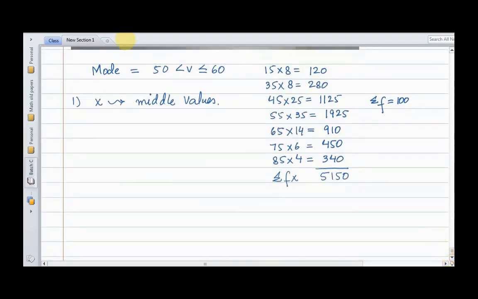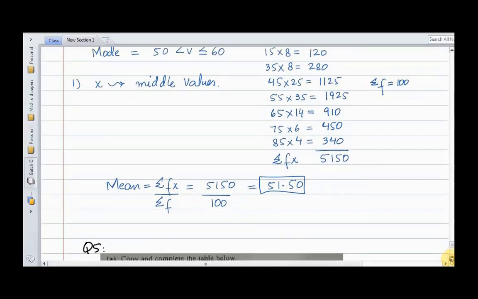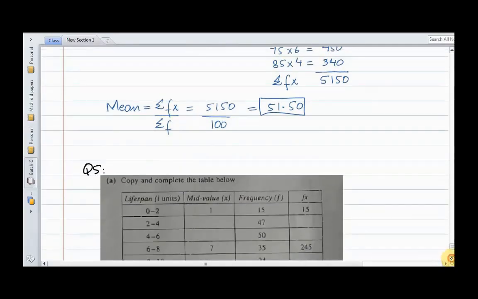Now we need to apply the working formula of mean. So mean is equal to summation of fx divided by summation of f. Summation of fx is 5150 divided by 100, so it will be 51.50. That is your estimated mean, or you can say mean of continuous data. So I hope that you had a clear idea about question number 4. Moving forward to the next question, question number 5.